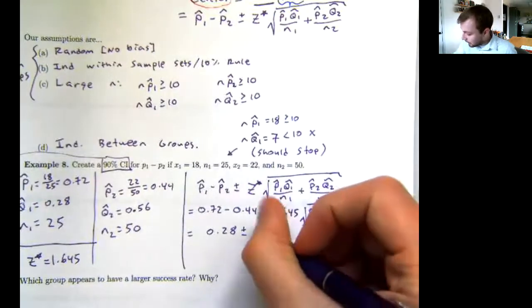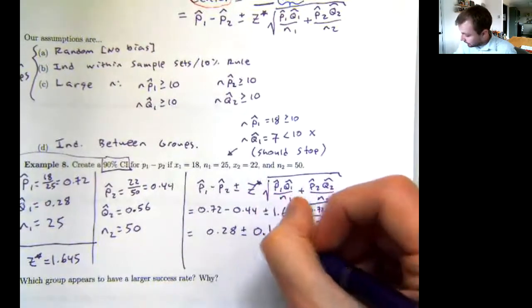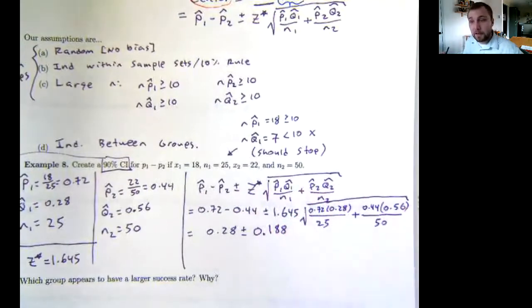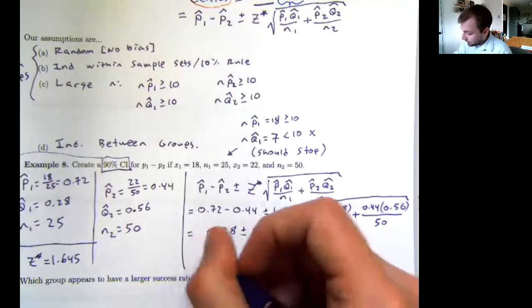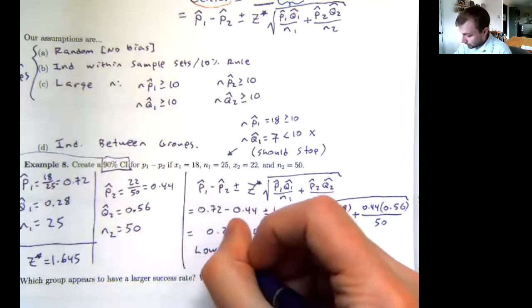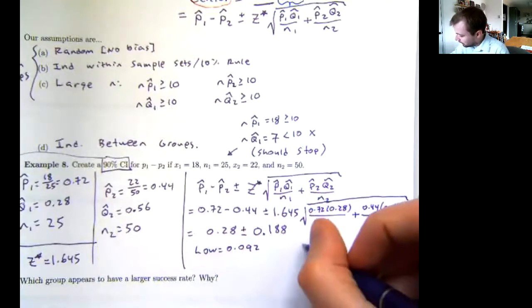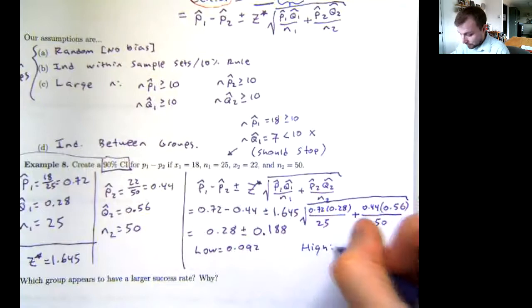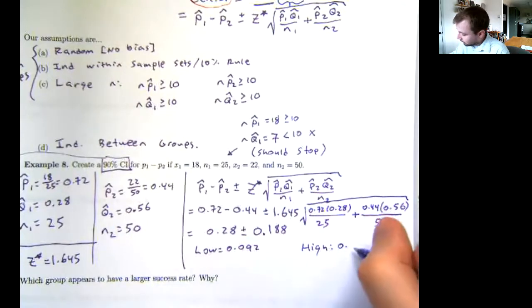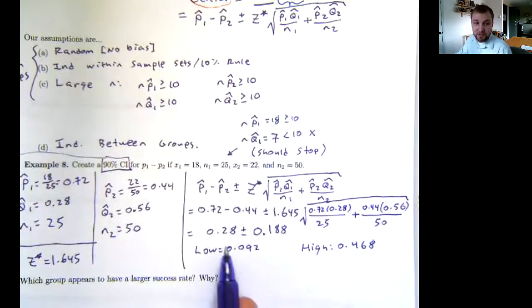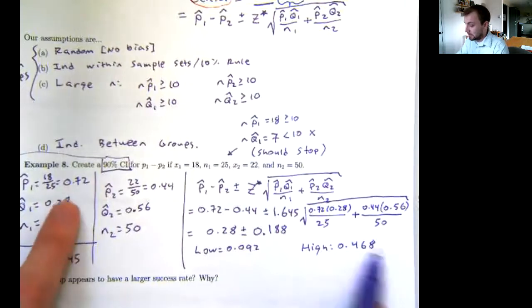And I got a margin of error of 18.8%. That's a considerable amount of variation. When I do the addition and subtraction here, I get a low value of 0.092, and I get a high value of 0.468. Now, this doesn't mean that the first win rate is 9% and the second win rate is 46%.